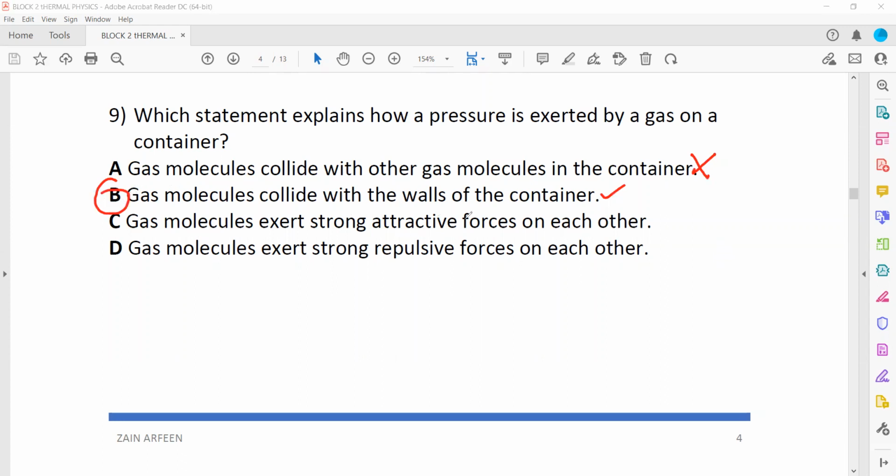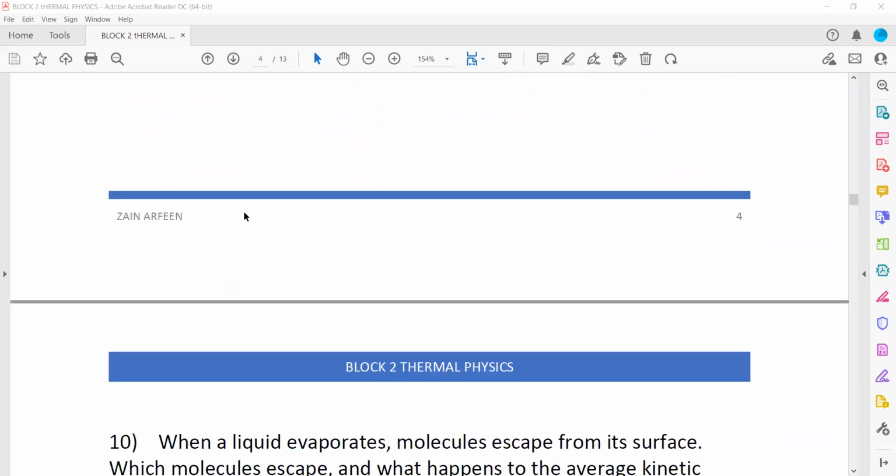Gas molecules exert strong attractive or repulsive force on each other. Even repulsive force will be stronger if the particles are closer to each other, but not always is it the same. The force between the particles is very weak, not as strong. Here it is written strong attractive and strong repulsive. But in a gas, the particles are not attracting or repelling too much, it's a weak force.